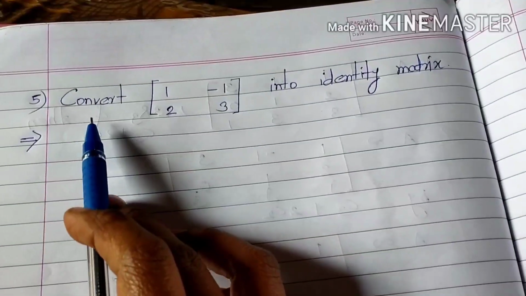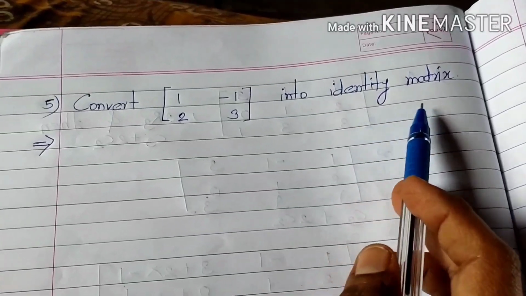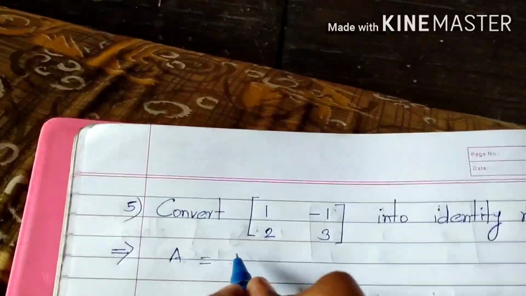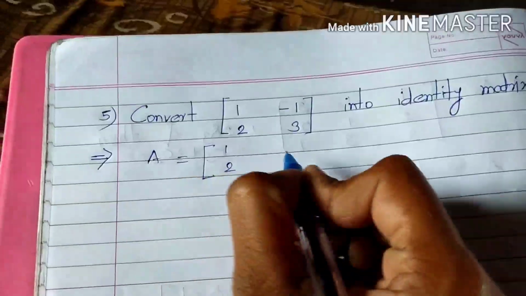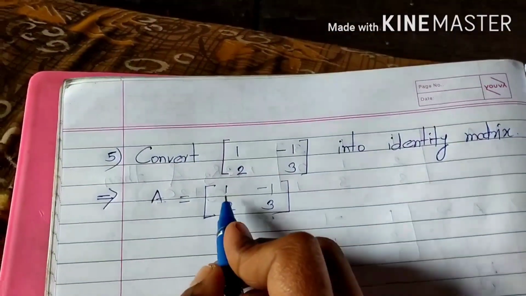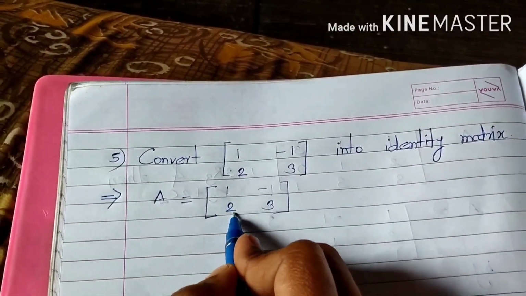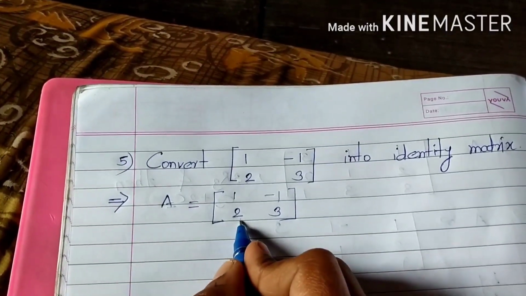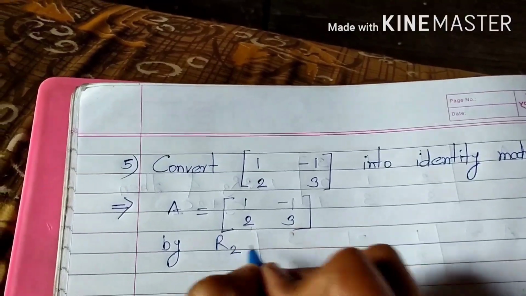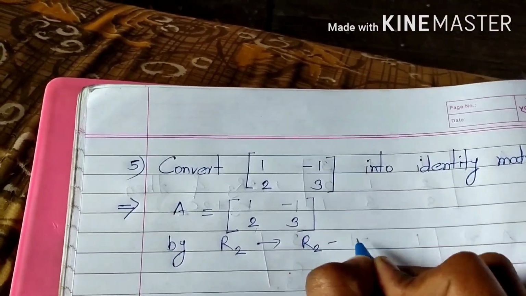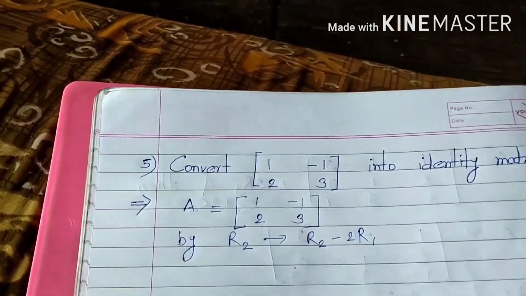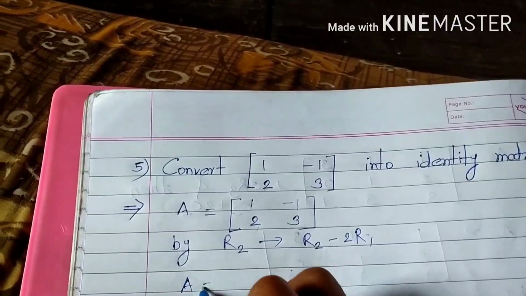Now the next example is to convert this into an identity matrix. So let us suppose that this is A is equal to, and you have to convert it into an identity matrix. So the identity matrix here is 1, here is 0, 1, 0. So you have to make it 0. So take the operation R2 changes to R2 minus 2R1. With the help of R1 you can change this to 0. So A is equal to this.